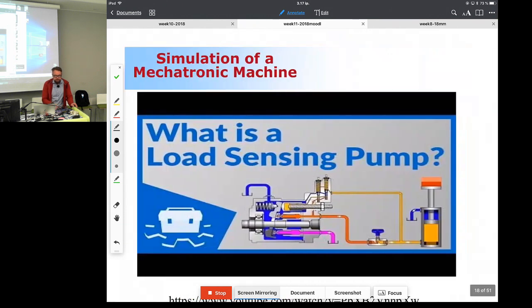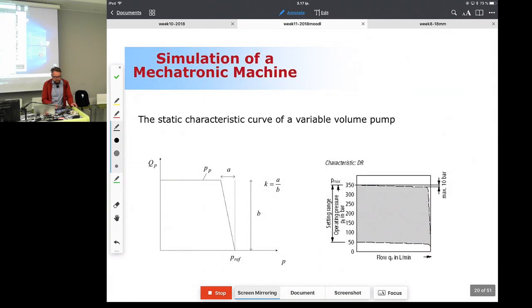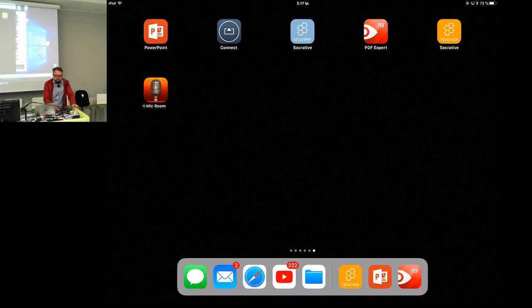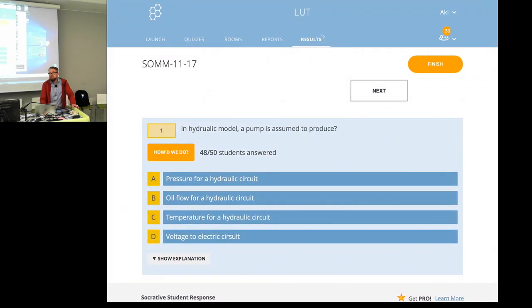Okay. Now, this was the video. This was how to get the key parameter. I'm guessing that the success rate today will be 60%. Let me tell you why. There are 2 possible options, which are pressure for the hydraulic circuit and oil flow. I'm saying 40% will select the pressure, 60% will select the oil flow, and that's it.